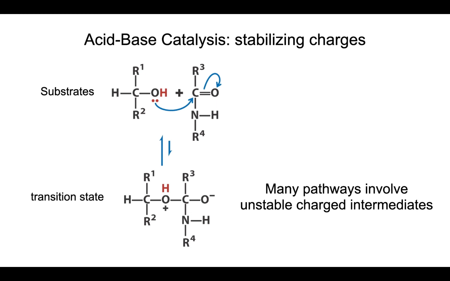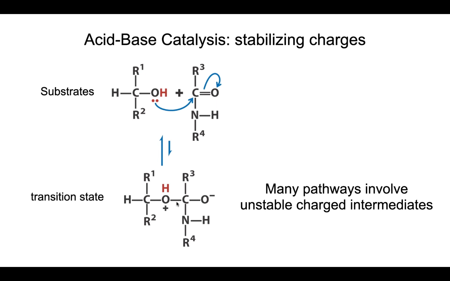Next is acid-base catalysis, and this is a way that the enzyme can stabilize charges on the transition state. If we take a look at a hypothetical transition state, here we have the two substrates, this molecule here, and what they want to do is form a covalent bond here between this oxygen and this carbon, this covalent bond here.